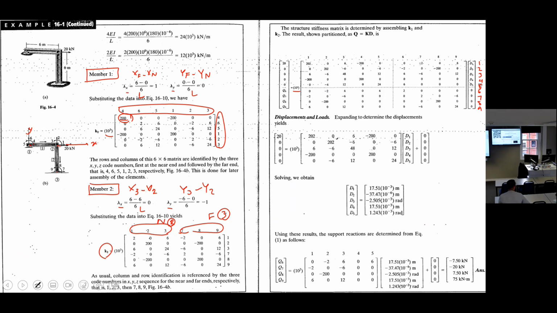This 200 should go to degrees of freedom 4 and 4. It goes to 4 and 4. This is that 200. Right? You should repeat this for how many times?